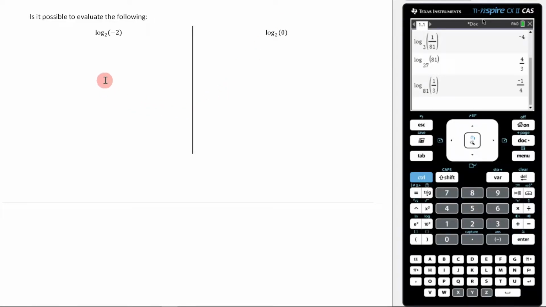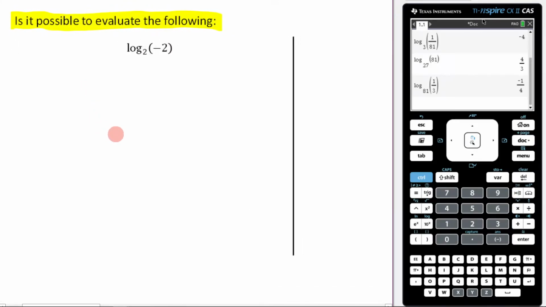All right, so we're going to consider these two things before us. Some really good questions here. It says, is it possible to evaluate the following? Let's look at our first one here. It is log base 2 of negative 2.